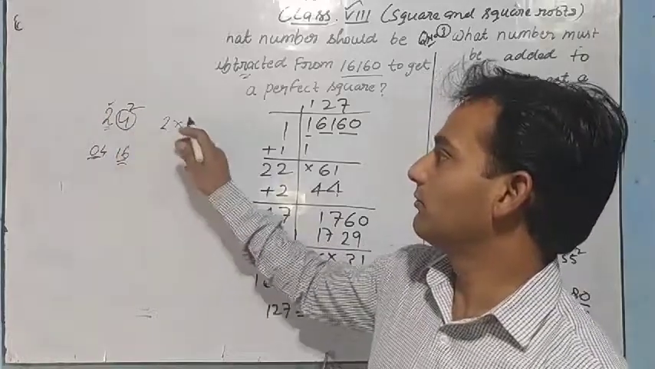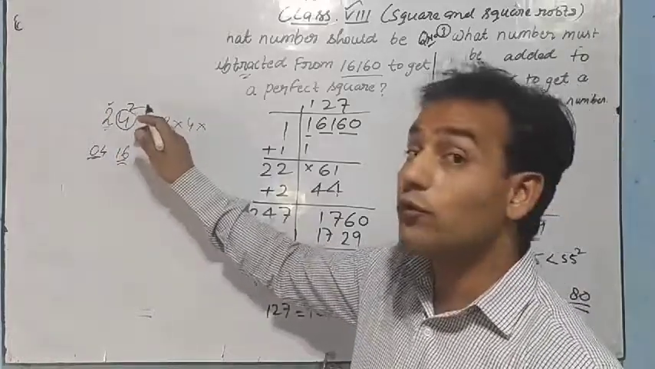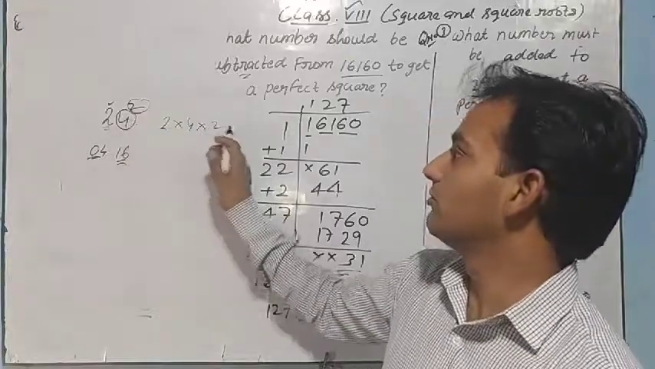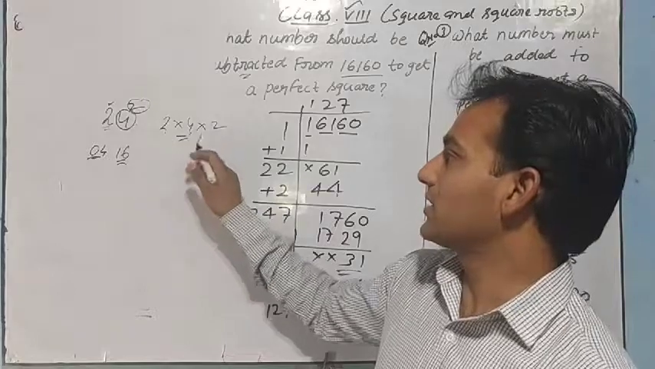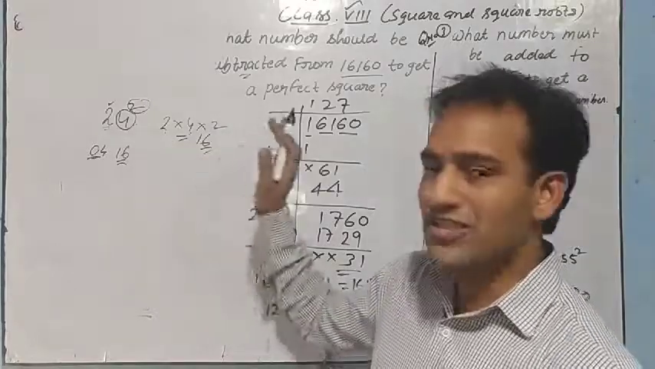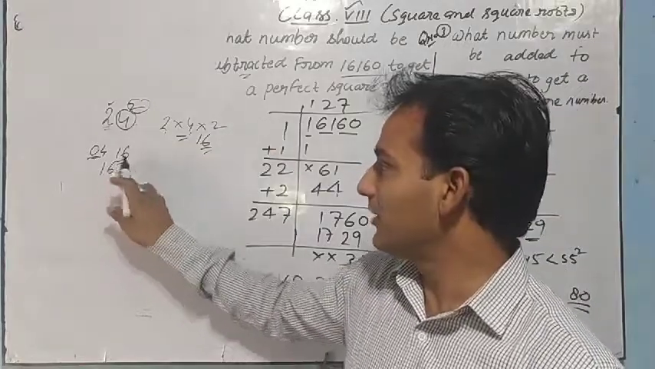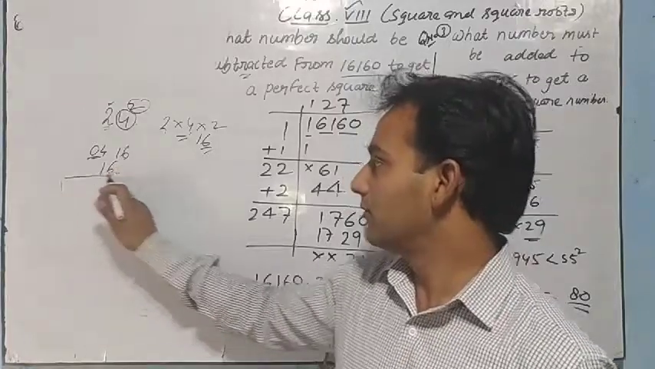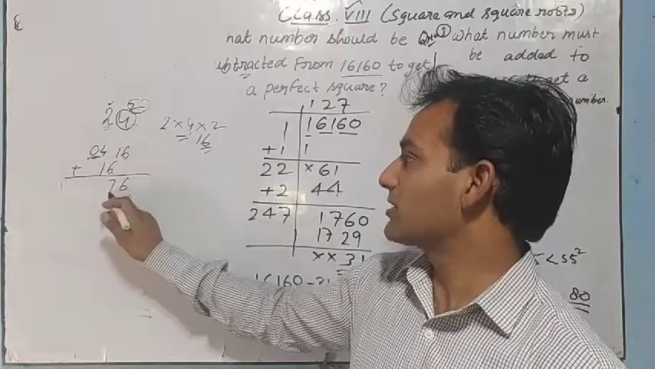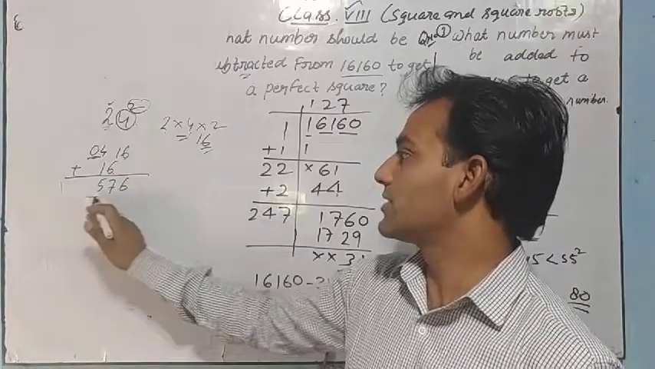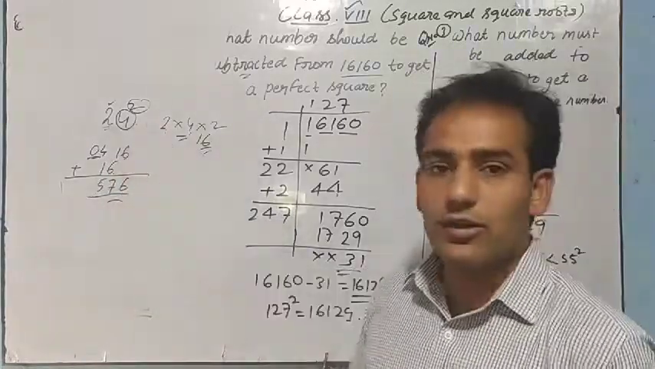And see, here we have 2, here we have 4. And what we have to do is multiply them. So this is 2. We will get 2 4s are 8, 8 2s are 16. So this is 16. This 16 you will add here after leaving one number. Add 6, 6 plus 1 is 7, 4 plus 1 is 5. So 576 is the square of 24.